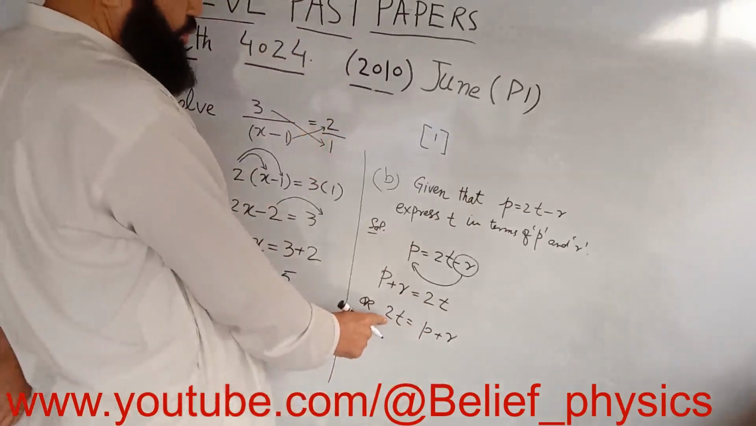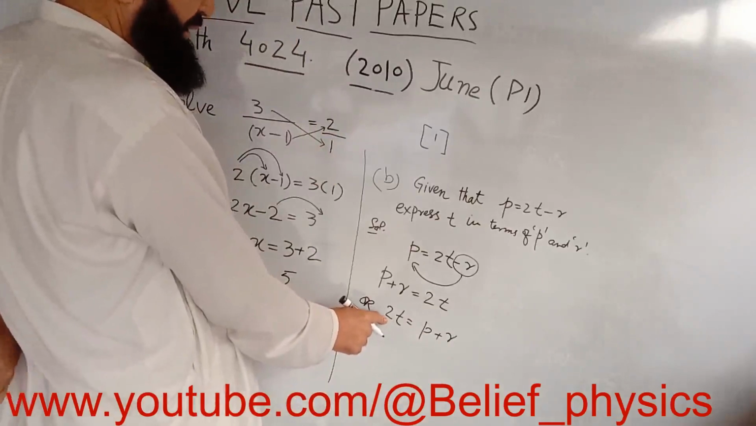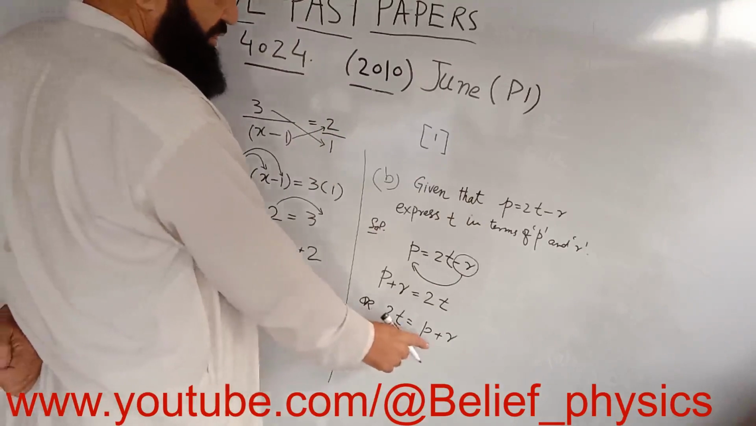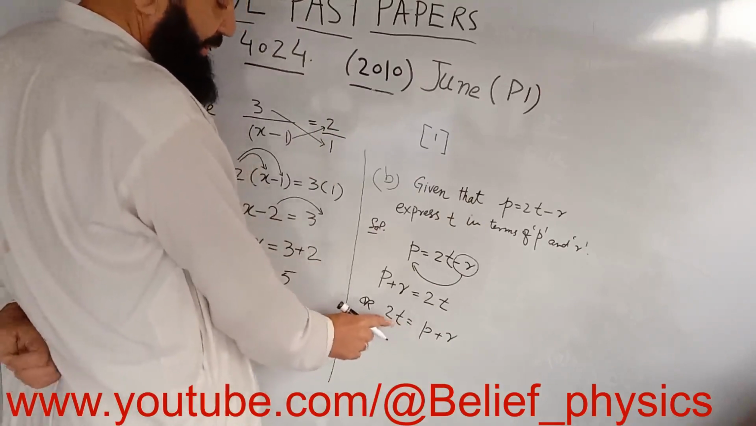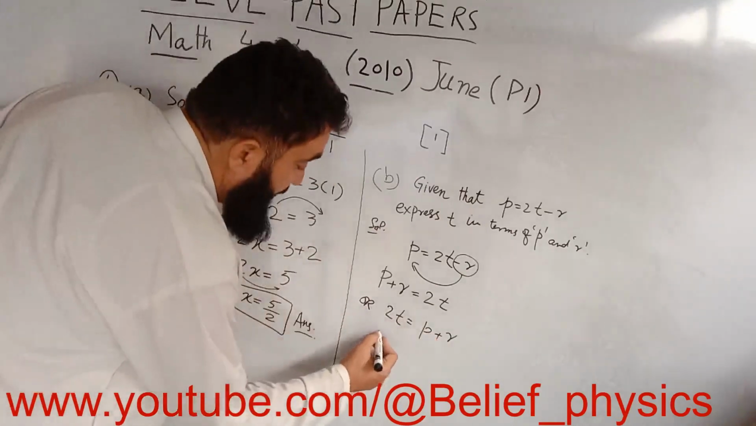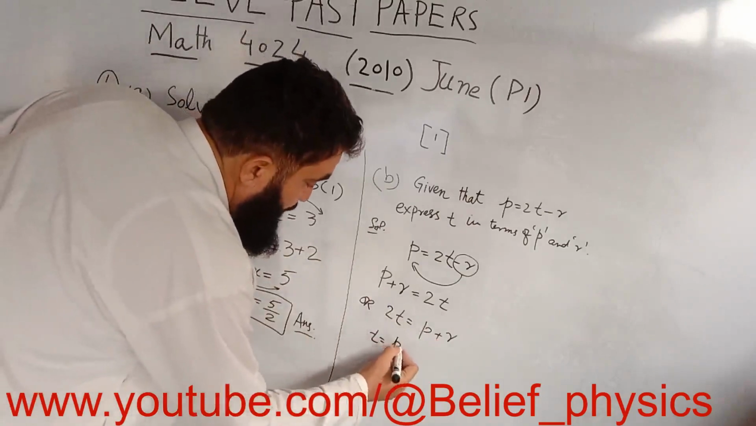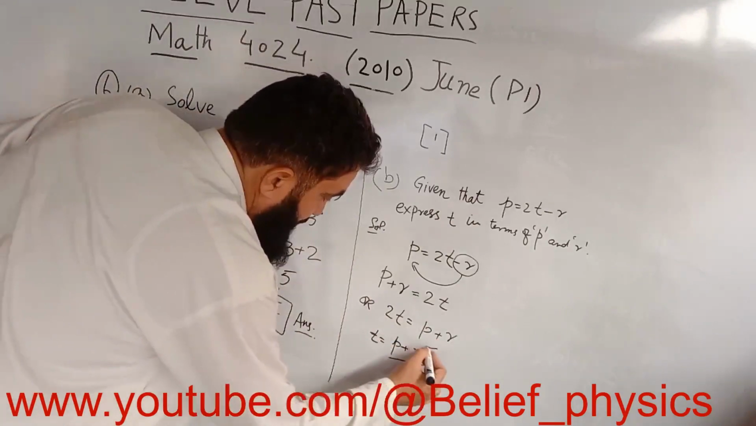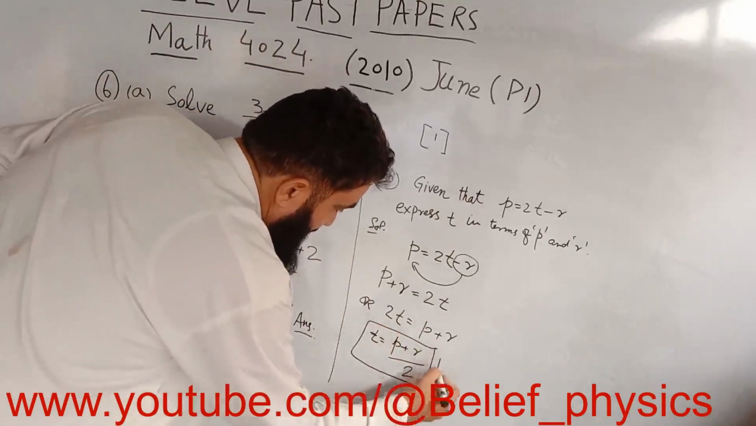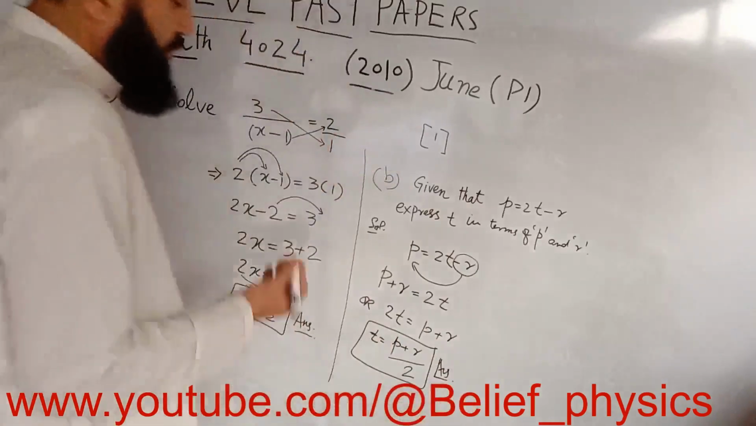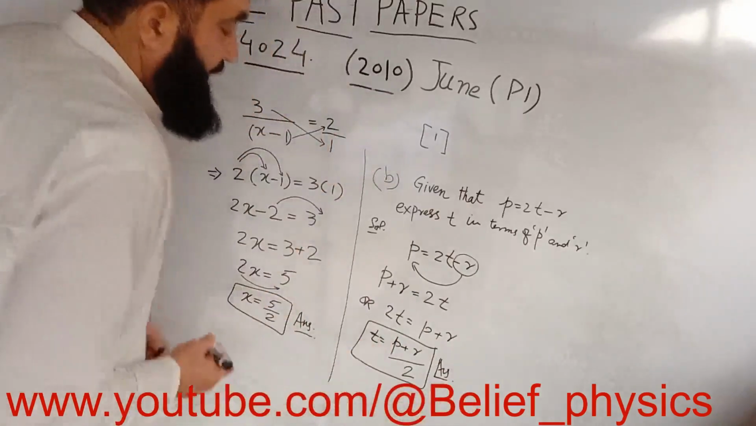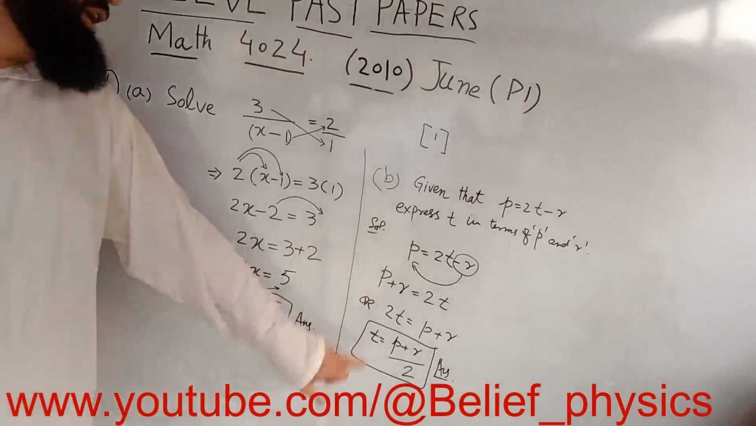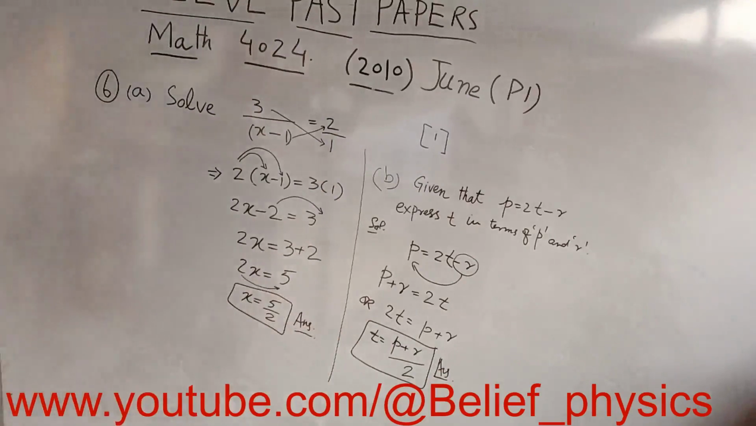Now we have to make t the subject of formula. That's why there is only t here. So 2 will be shifted here. It is being multiplied here, so it will be divided here. So it becomes t is equal to P plus r divided by 2. So this is the answer of this question. Now we have expressed t in terms of P and r, or in other words, we have made t the subject of formula.